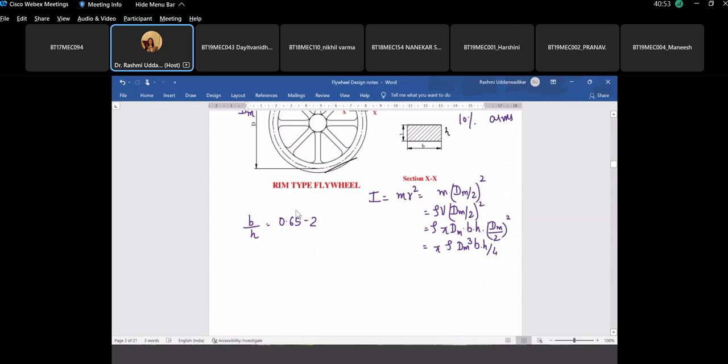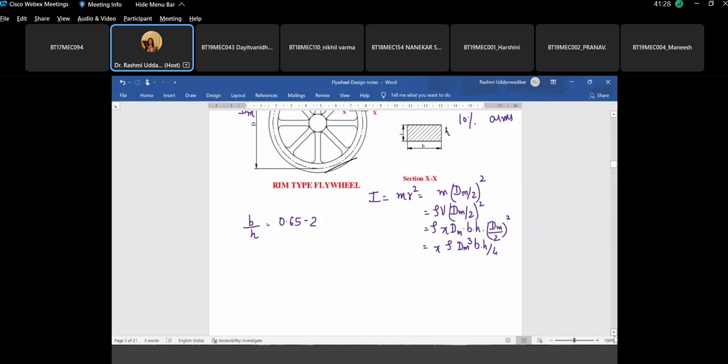From the energy fluctuation delta E and the formula that we discussed just now, the variation in the energy is I omega m square Ks. Ks will be given in the data book, the coefficient of fluctuation of speed. Omega m will be given in the problem statement. We have to find out I. And from I, knowing or assuming the material density, we have to get dm, b and h. For b by h, this would be the ratio.